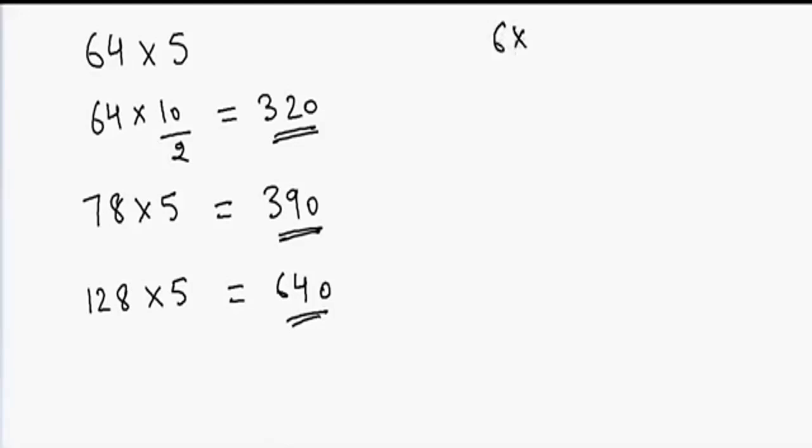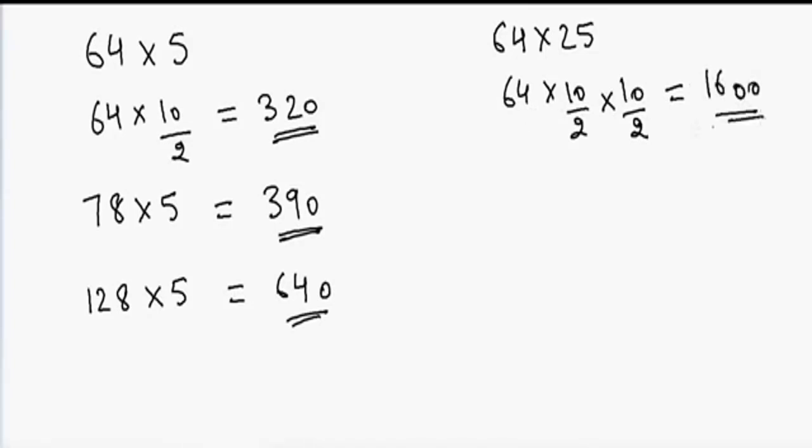So if I have to multiply 64 by 25, then we can write this as 64 into 10 by 2 into 10 by 2. So we have to take half of 64 two times. In that case, half of 64 is 32, half of 32 is 16. The answer is 1600.